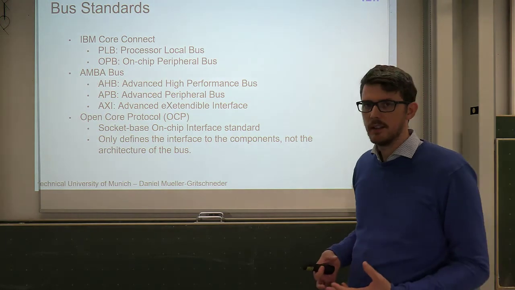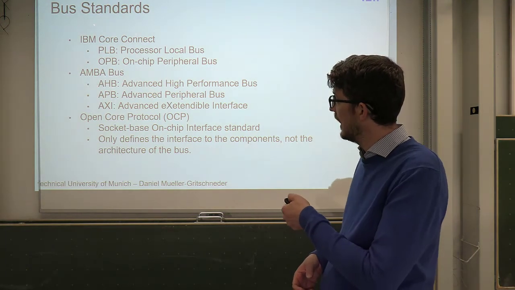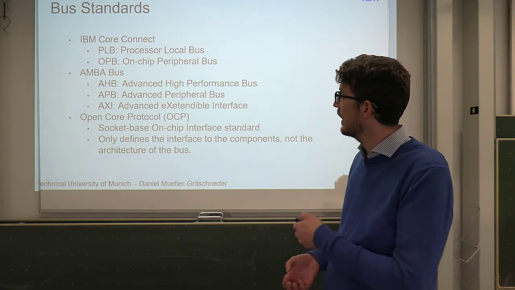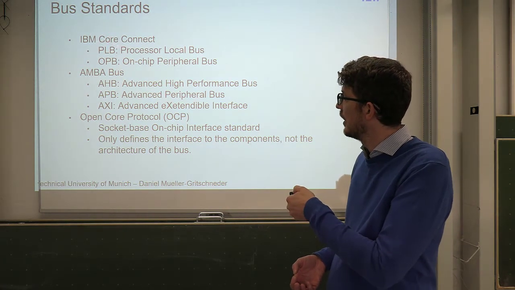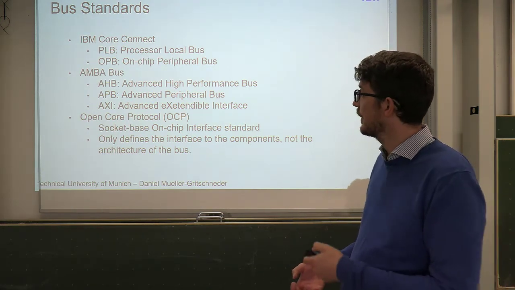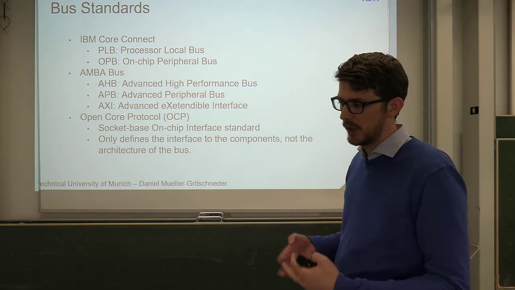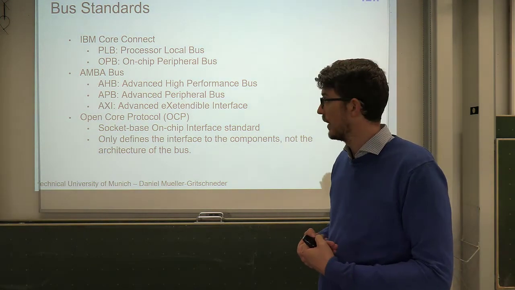And of course, there are different ways of standardization. So there's, for example, one from IBM, which is called CoreConnect, and they have something which is the processor local bus. So these are the high-performance buses, which are very close to the processor. And then they have a peripheral bus. This is actually a more simple bus where you can connect cheaper peripherals.